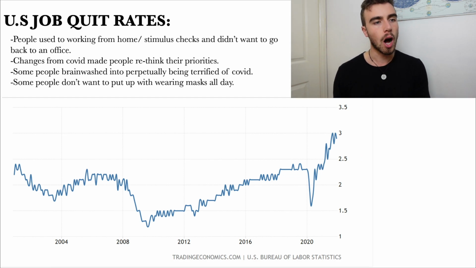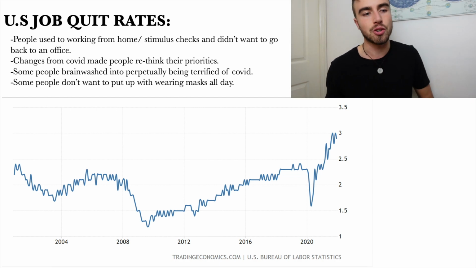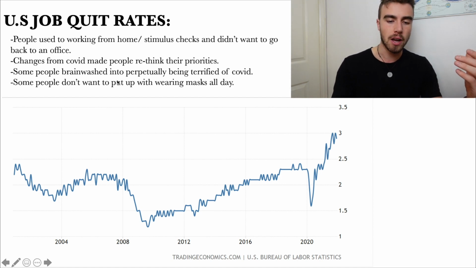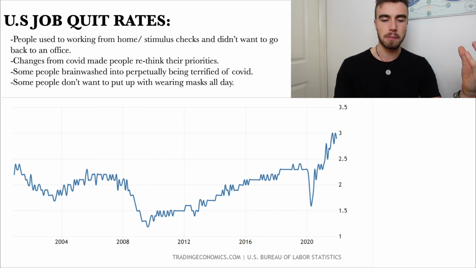Again, I understand all of these concerns. They're different for every person, but the actual facts are showing us that people quitting their jobs is up significantly. I think that all of these reasons are contributing to that in one way or the other. And of course, what have companies had to do in order to try and fill these vacancies and try and stop people quitting?